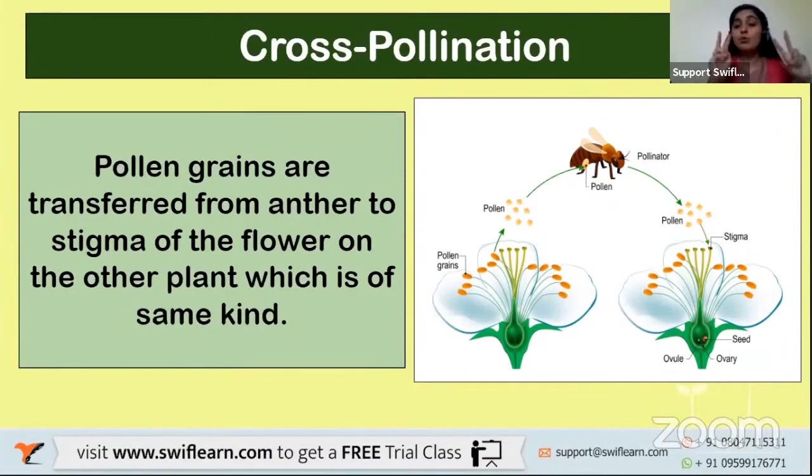So right now we learned about two kinds of pollination. Firstly, self-pollination, where the pollen grains from the anther, the male reproductive part, go to the stigma of the female reproductive part, but the plant is the same, the flower is the same, or at least the plant is the same. Suppose a flowering plant has multiple flowers on it, so it's transferring within the same plant. And then in cross-pollination, the pollen grains from the anther are transferred to the stigma of the flower on other plants, but the plants need to be of the same kind.